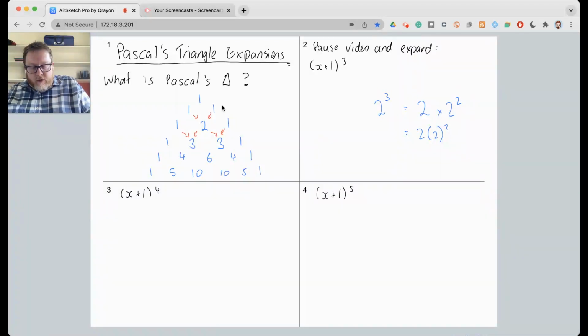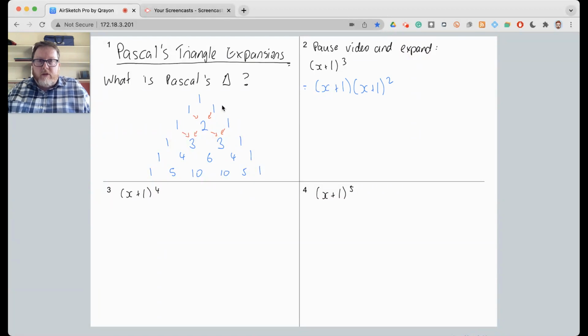I'm going to use the same logic here, but with a more complex expression, but it's still a number. x plus 1 is still a number. I don't know what x plus 1 is, but it's a number, so number rules apply. So I'm going to go: x plus 1 all cubed is equal to x plus 1 multiplied by x plus 1 all squared. So I've just broken it down into two factors like that.